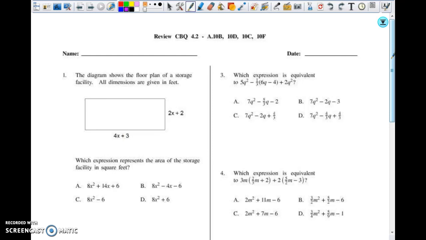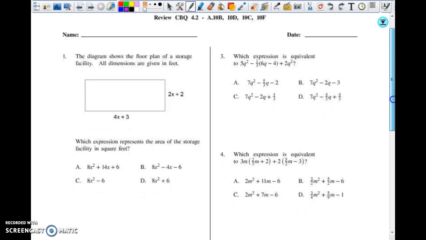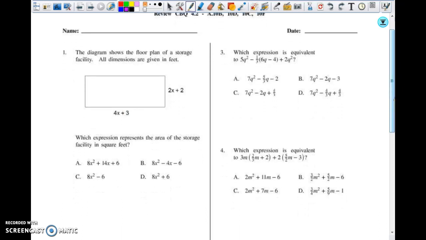Okay, so for number one, this diagram shows the floor plan of a storage facility. All dimensions are given in feet. So there's this rectangle, right? Which expression represents the area of the storage facility in square feet? Well, first of all, you need to know what area is, okay? Does anyone know? Y'all should know. Area is length times width.